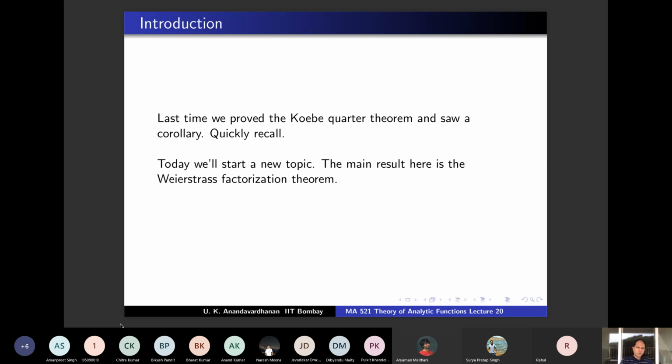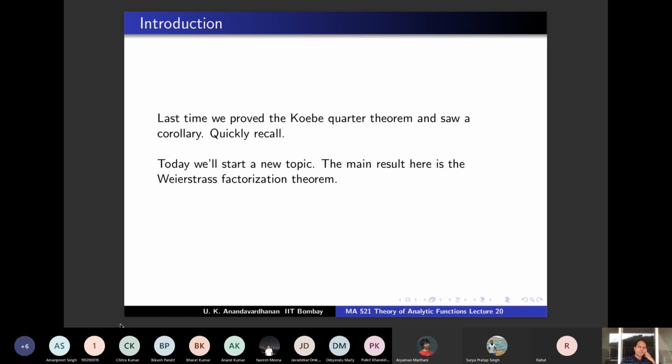So how do you prove this? Assume the Weierstrass factorization theorem: given any set without a limit point, you can construct a holomorphic function whose zero set is precisely that. Assume this. Then how do you prove that about the quotient field? So what is the quotient field? It is of the form f by g, where f is holomorphic, g is holomorphic, right? So you want to say that the quotient field is precisely the meromorphic functions.